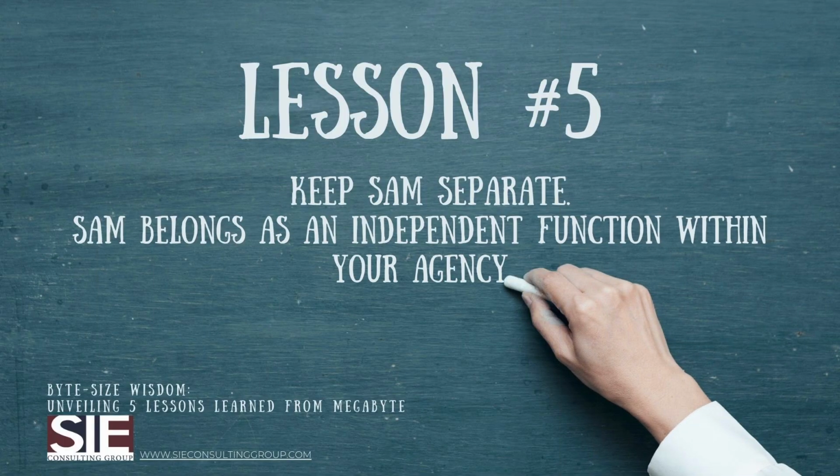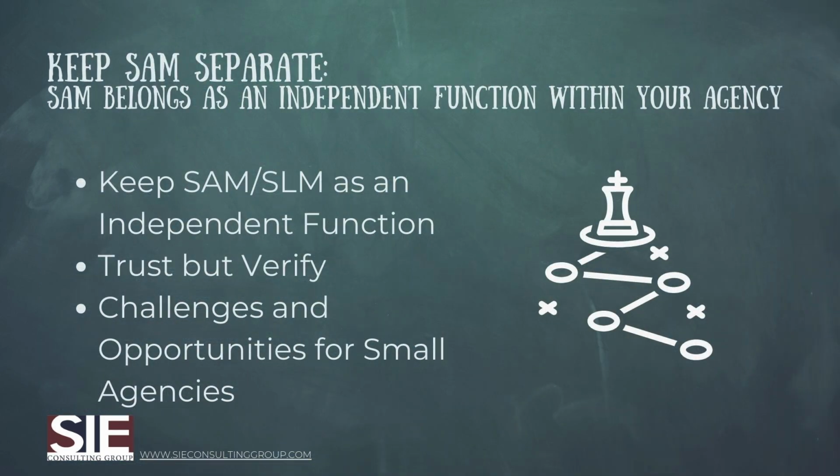So the last lesson, number 5 here, we say is to keep SAM separate. We strongly believe that software asset management and software license management belongs as an independent function within your agency. And sometimes this isn't always feasible, especially for small agencies. However, one reason we see agencies getting into trouble, either by overbuying or underbuying, both of which can lead to costly mistakes, is that software asset and software license management is often included as a subtask buried in a large integration contract.